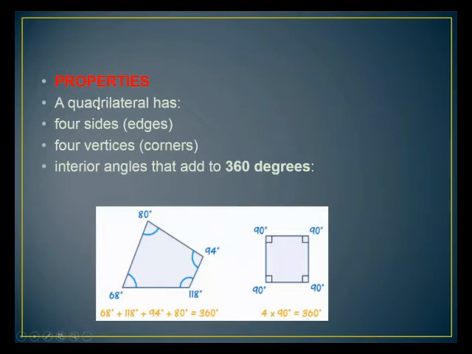Now the properties of the quadrilateral. A quadrilateral has four sides, that is, we also say that it has four edges and four vertices. Vertices mean corners. These are the four corners of the quadrilateral. Now the interior angles add to 360 degrees. So what is the meaning of interior angles? The angle which is formed inside the quadrilateral is considered an interior angle, and it is formed by two line segments or two sides of a quadrilateral. So when we add all these four angles, it is always equal to 360 degrees.